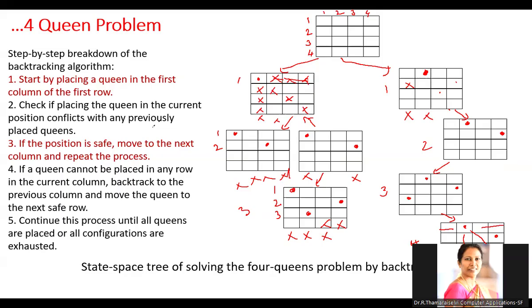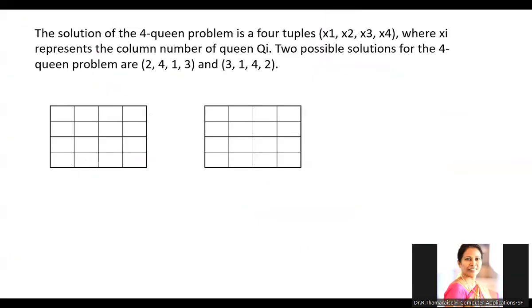So this is stage 3 for solving the 4 queens problem by backtracking. If anything happens, backtrack, delete, undo the operations. Start fresh from the next optional stage. So the solution for the 4 queen problem is a 4-tuple, x1, x2, x3, and x4, where each x represents the column number of a queen. You have only 2 possible solutions for the 4 queen problem, but the combinations are more.